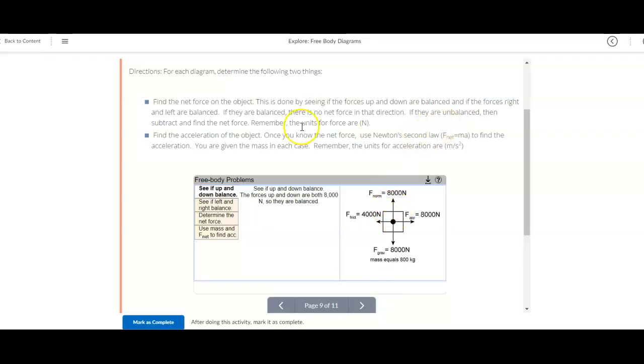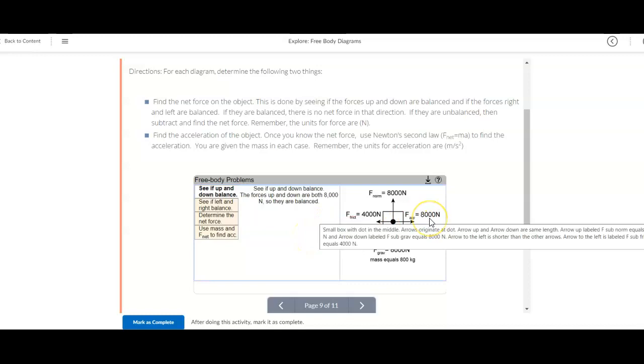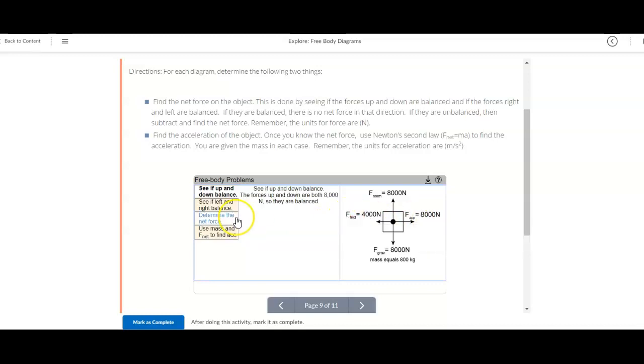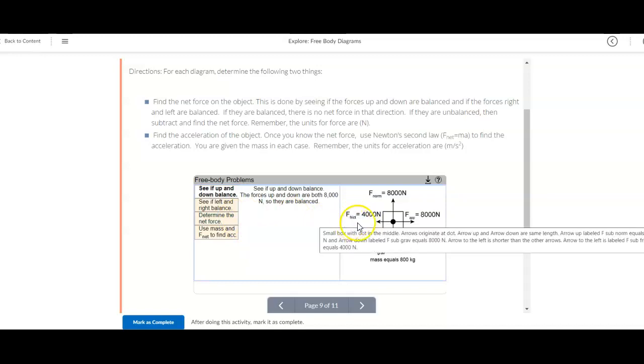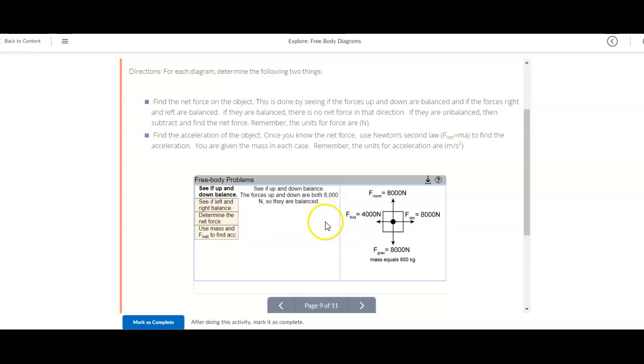If they're unbalanced, then you subtract. So here we can see that the force moving the object to the left is stronger. So you subtract those. 8,000 minus 4,000 is 4,000. And that's the net force of friction there, you can see. And then remember that the units are in Newtons. Force is Newtons, the unit of measurement.